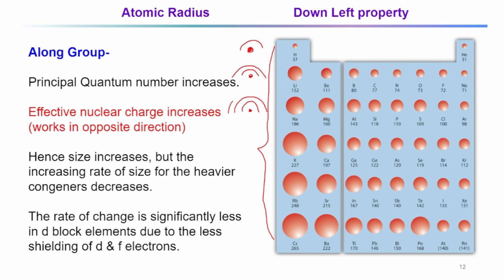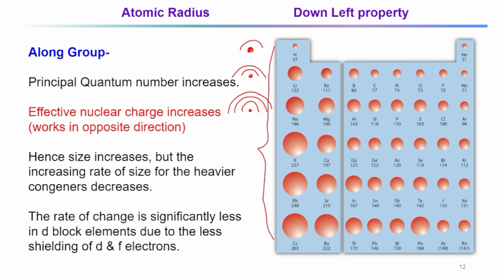Now in case of the third period, we have three shells. Similarly, in case of the fourth period, we have four shells, then here five shells, six shells. So as we go from top to down, the principal quantum number increases, meaning the number of shells increases.